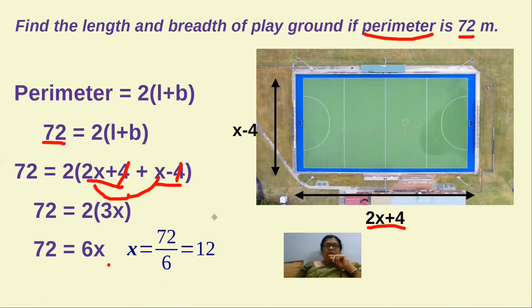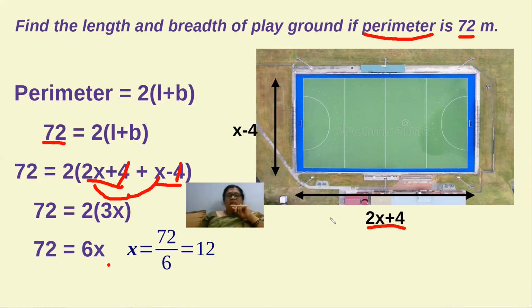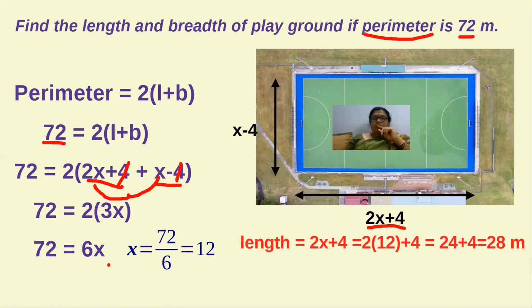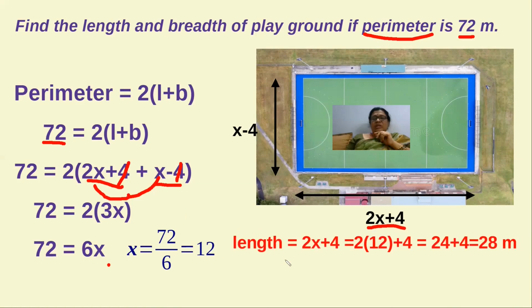And now we have to find out the length and breadth. See here. The length we know already, it is 2x plus 4. We know the x value. In place of x, we will substitute 12, because x is 12 here. I have removed x and kept 12. 12 2s are 24. 24 plus 4 is 28. So the length of the playground is 28 meters.